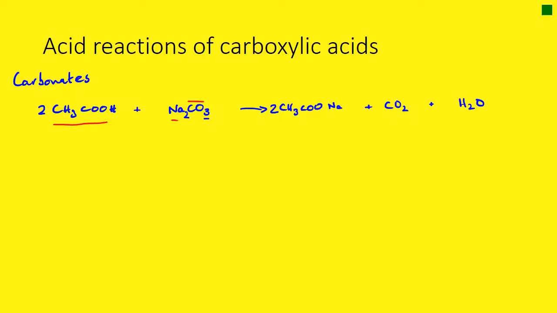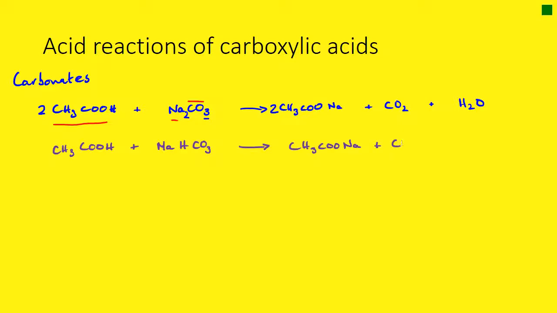Let's do another carbonate reaction. Why don't we do sodium hydrogen carbonate this time? So we're going to have ethanoic acid again. This time let's make our carbonate sodium hydrogen carbonate. So we only need one sodium because hydrogen can do the job of the other sodium. And again, we're going to get the same salt. We're going to get sodium ethanoate. That's our ethanoate ion. That's our sodium ion.